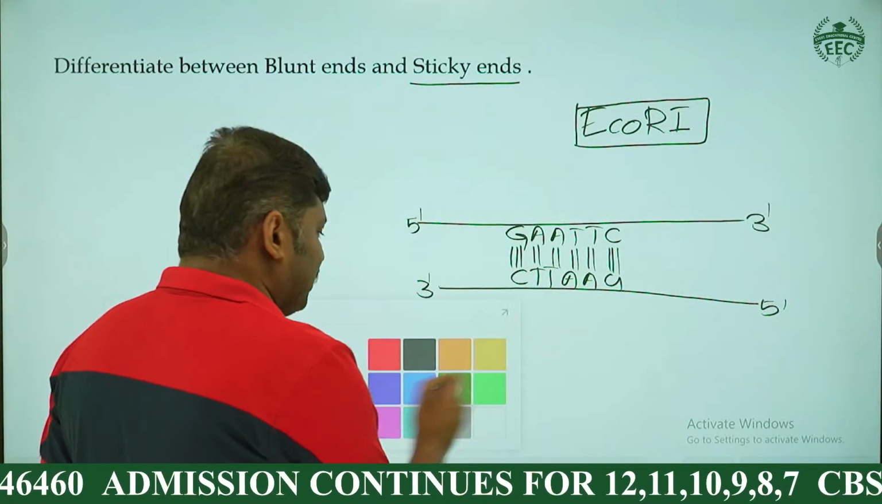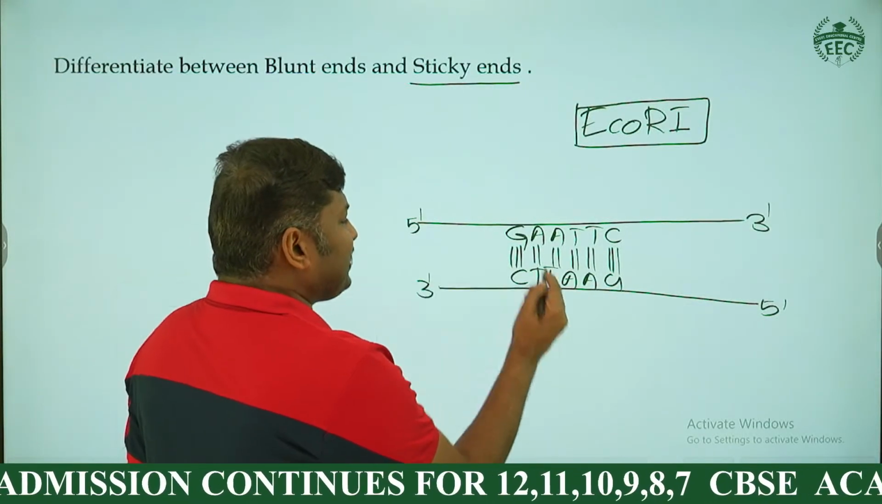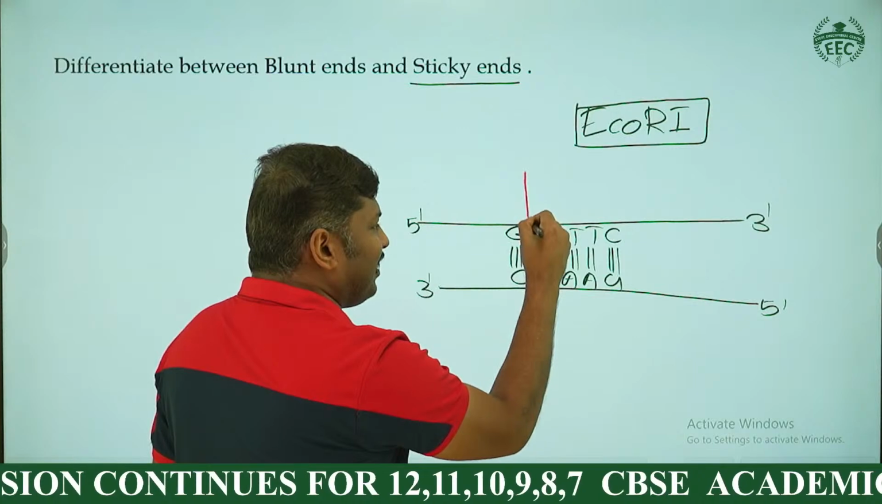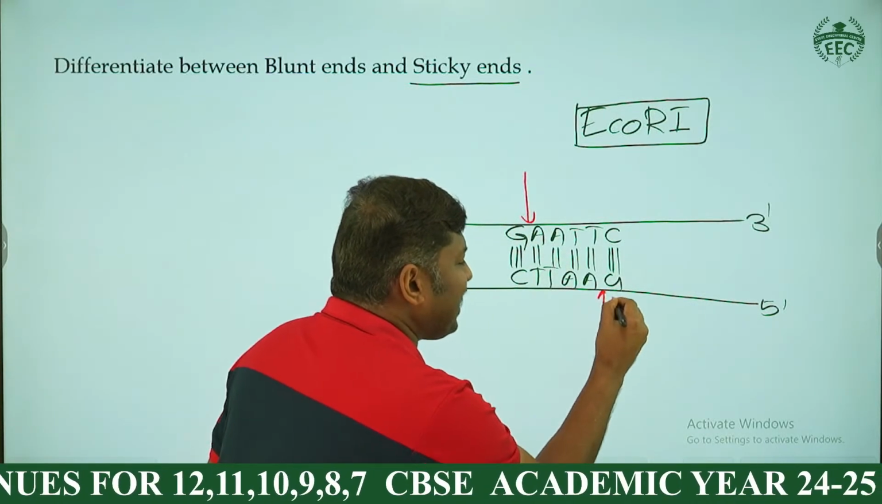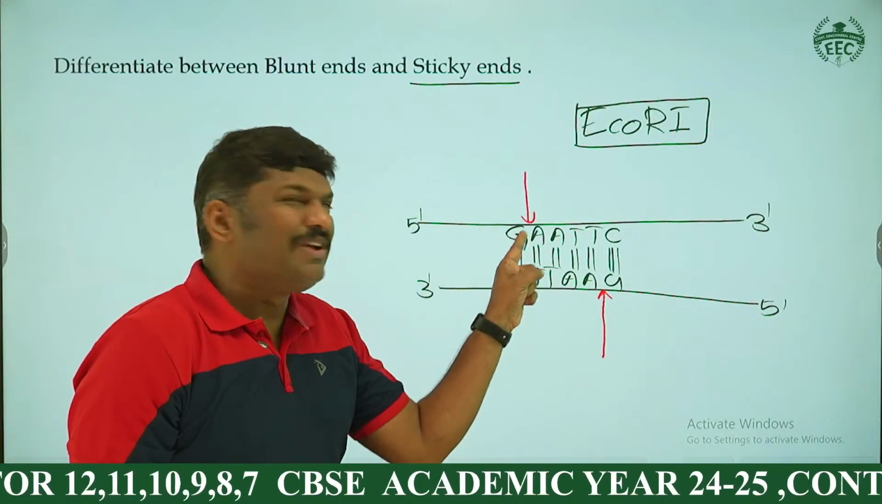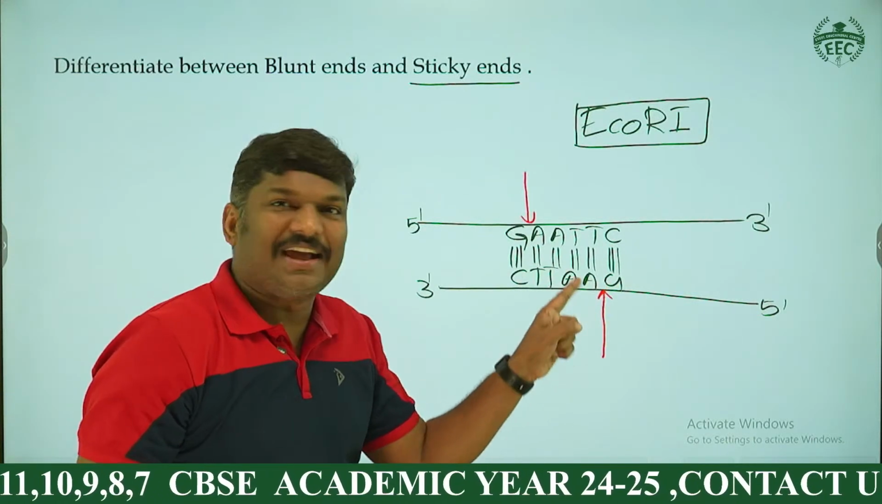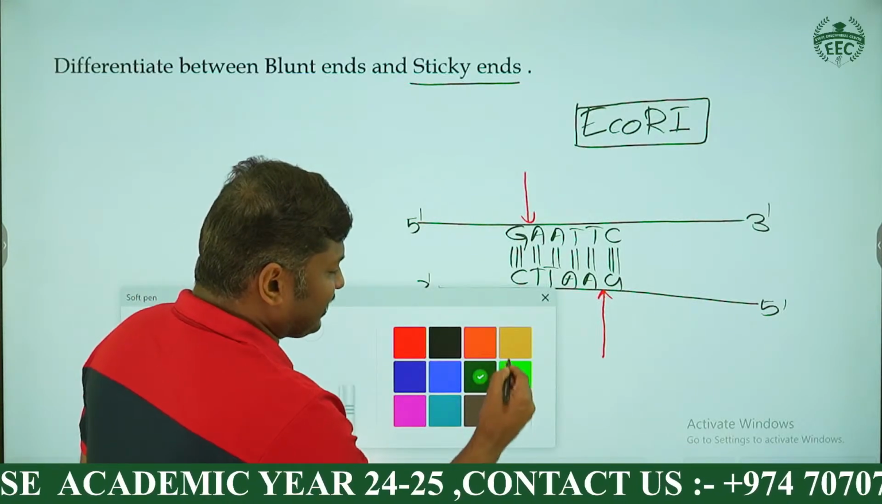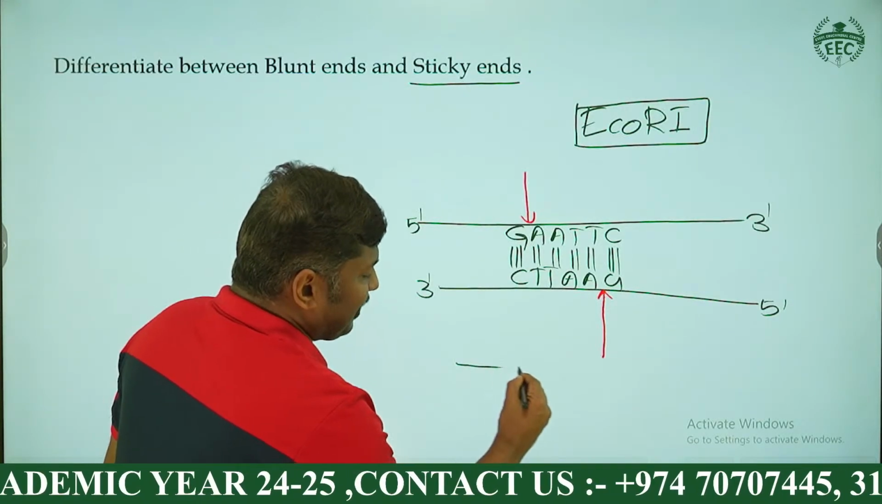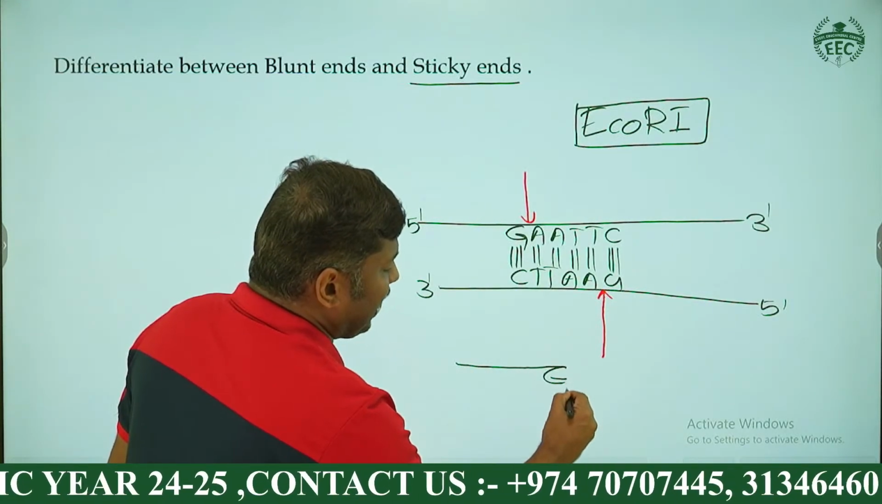And for EcoRI, you should know in which area it can cut. You can see this is the area, between G and A. When you are cutting in between G and A, you can see a sticky end is produced. And how is the sticky end produced, my dear students? Here you can see, when we are looking at the diagram, here you know only up to G.